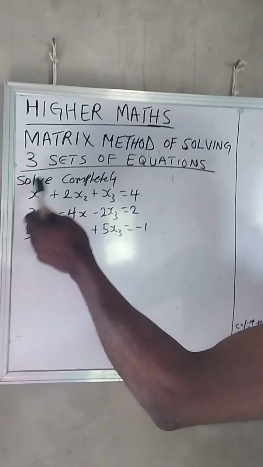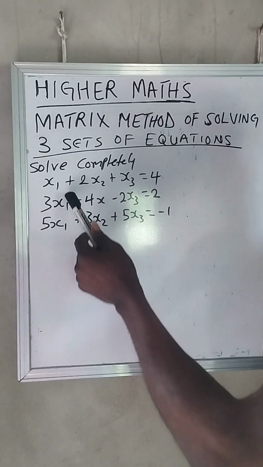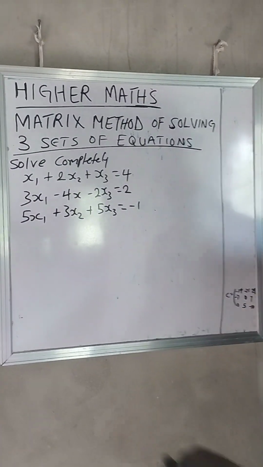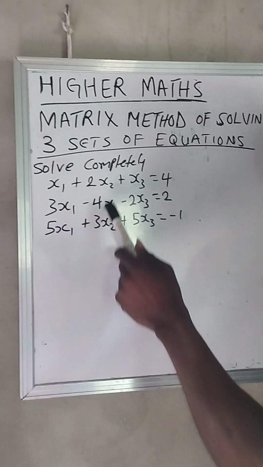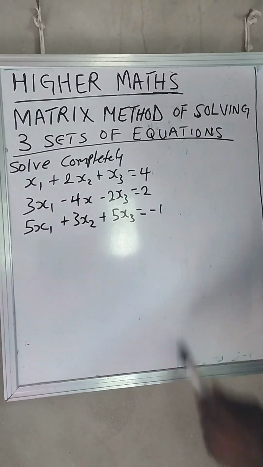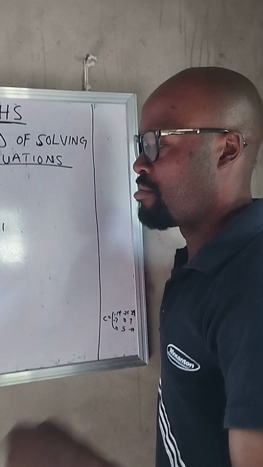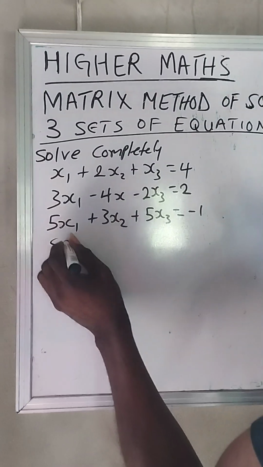If you look at this problem on the board, it said solve completely. We have equation 1, equation 2, and equation 3. We have to look for x1, x2, and x3 simultaneously, that is, at the same time. So let's start. Solution.